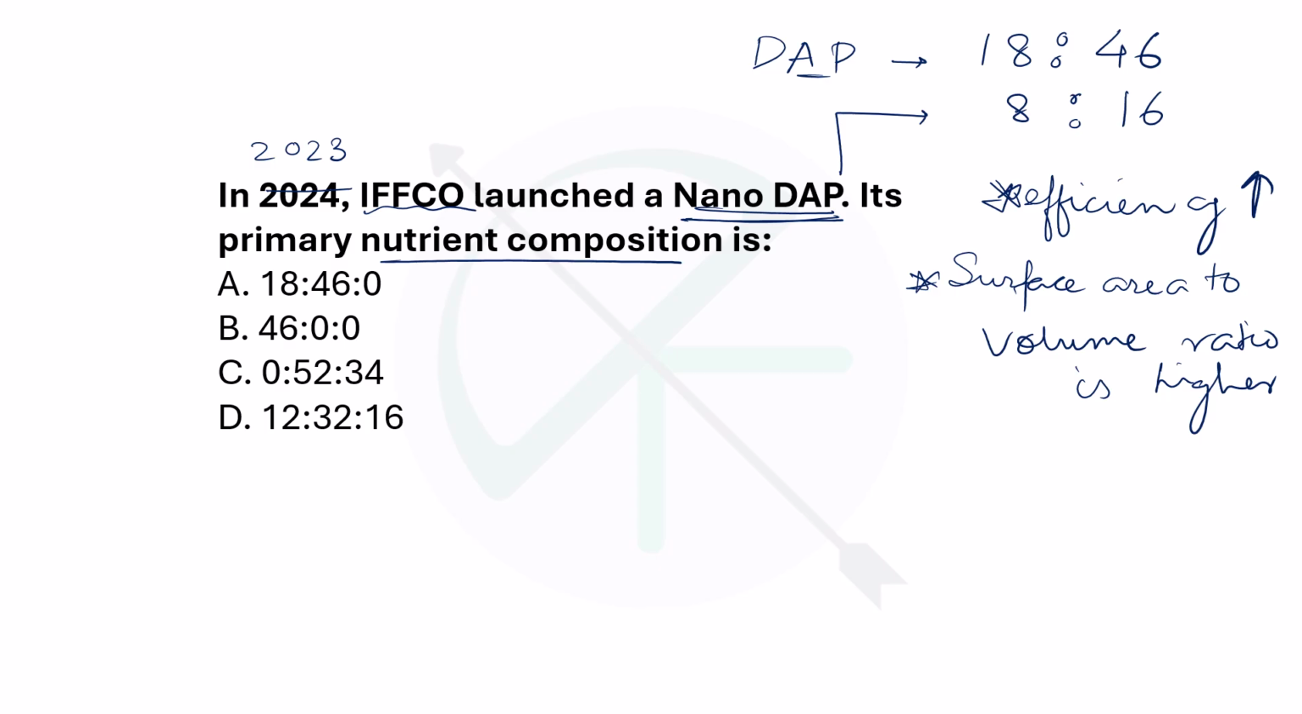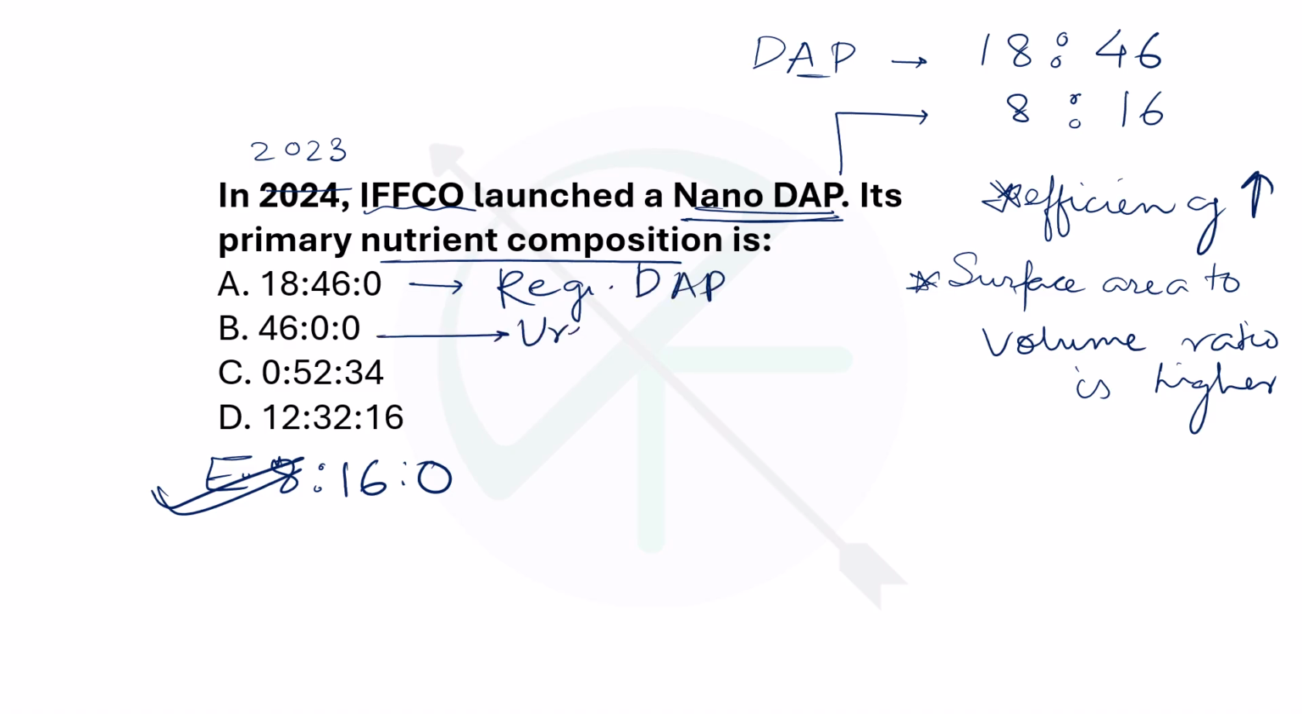So which one will be the right answer? Here the options have not been given, right? So it will be 8, 16, 0. This will be the correct answer. I apologize for the incorrect statements. So this is for the regular DAP, and this is for urea. This one is MKP, mono potassium phosphate. K is for potassium. IFFCO also has this one, mono potassium phosphate 0-52-34.